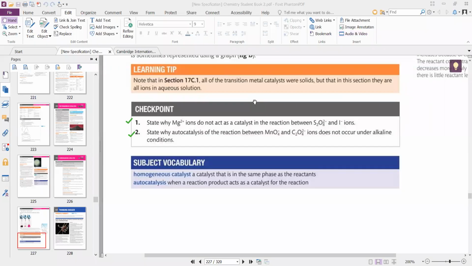State why Mg2+ does not act as a catalyst. What was the property in the S2O8 2- and I- reaction? Iron 3+ goes to iron 2+ and then goes back to 3+, because it has variable oxidation states. But Mg2+ has no variable oxidation state, only plus 2. It can be reduced but cannot be further oxidized.